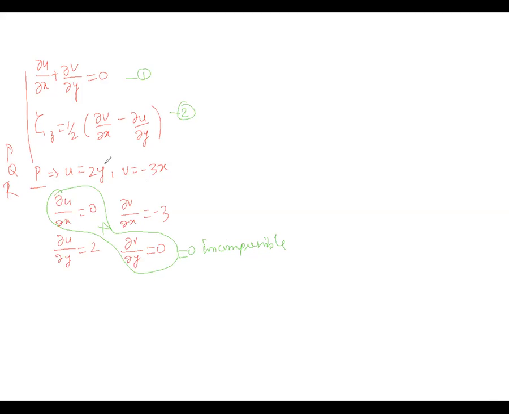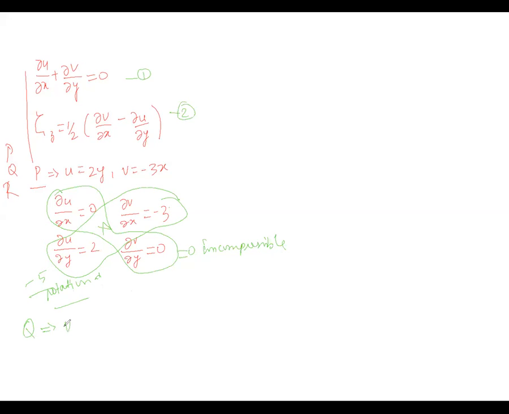The second one is zeta equal to dou v by dou x minus dou u by dou y. Dou v by dou x is minus 3, and dou u by dou y is 2. Subtracting these two, you get minus 5. So this is a rotational flow, and P is not applicable to the laboratory conditions. Then I have to go for the Q fluid.